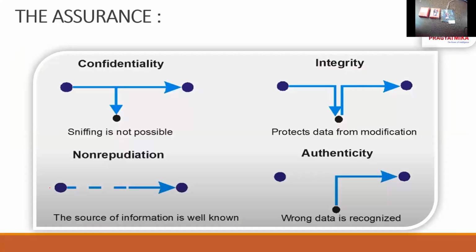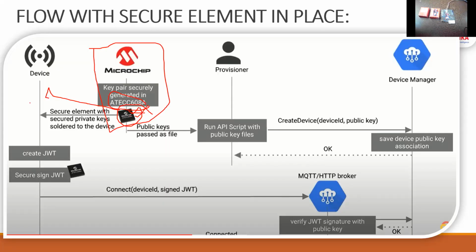So whenever we are talking about this crypto element or secure authentication, we give assurance in terms of confidentiality. Sniffing is not possible. Your secure things are there on this secure element, which is not to be broken, so data sniffing from your device is not possible. Even if the physical security of your device is breached, one cannot access your private keys.